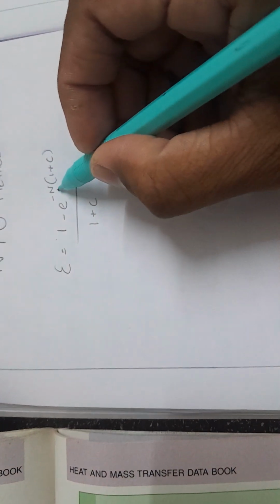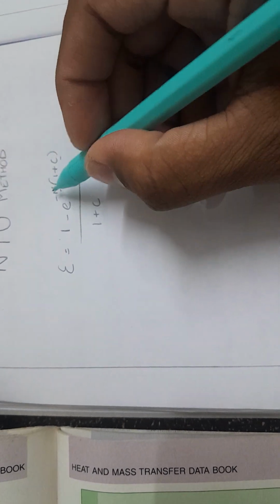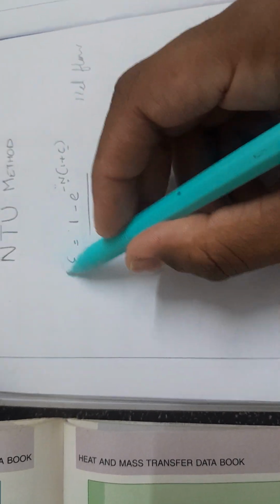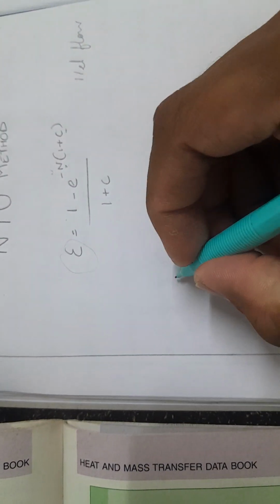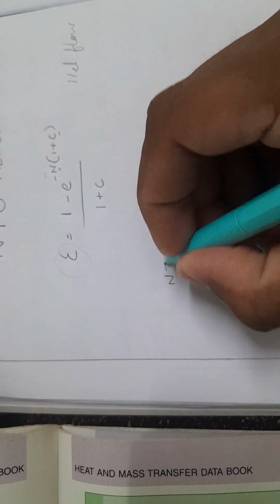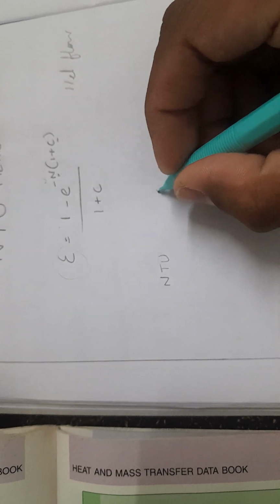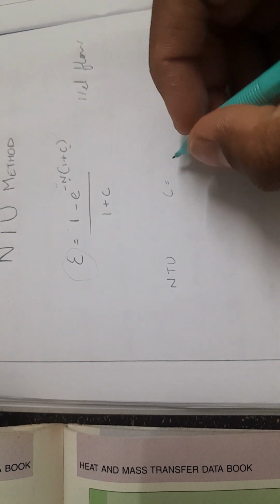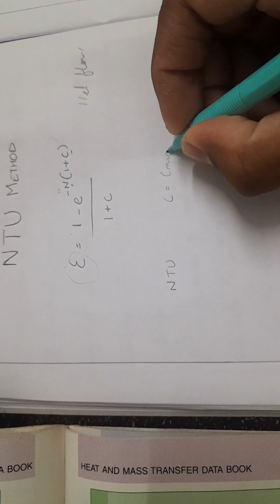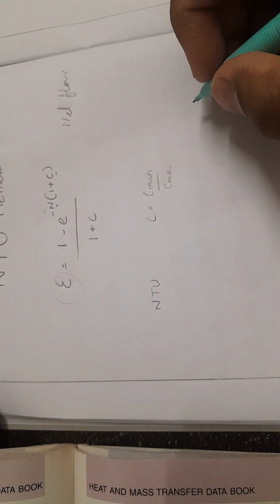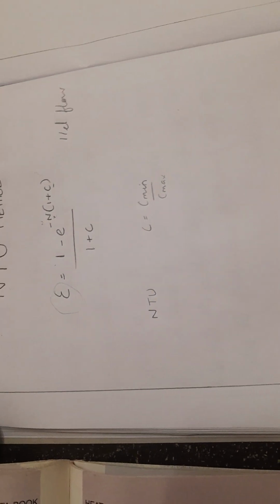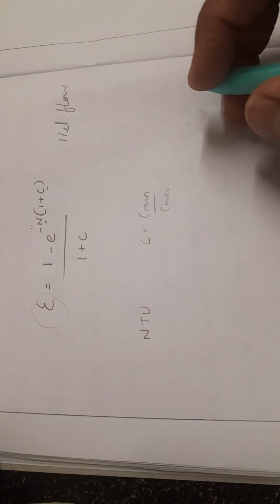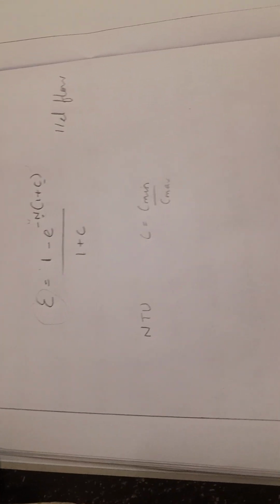Now we don't know what N and C is. Once we have the terms N and C, then we can find the effectiveness. So N stands for the number of transfer units, which is NTU, and C is the ratio of the heat capacities, that is C min over C max. Now what exactly is C minimum and C maximum? C minimum and C maximum are the heat capacities of the hot and cold fluids depending upon which is greater.